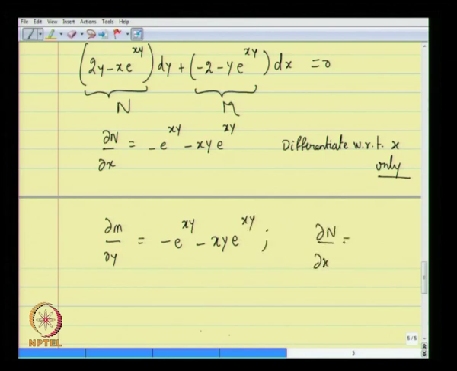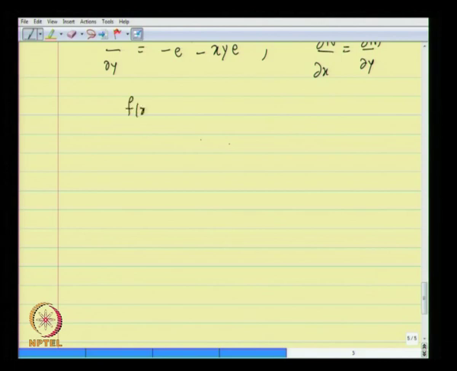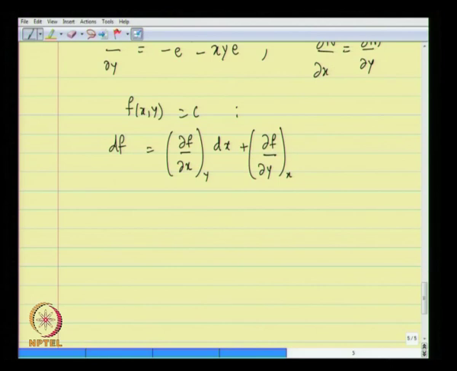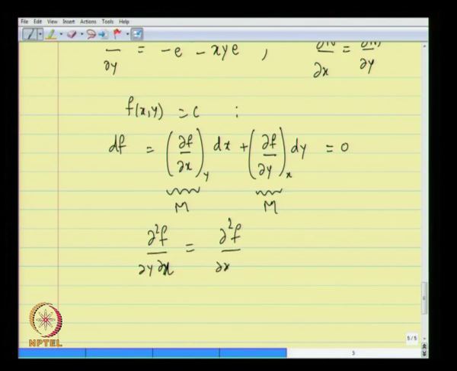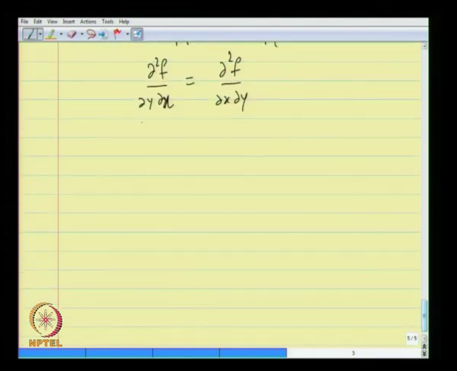And therefore, we have this equation dou n by dou x is equal to dou m by dou y, and therefore, there is a function f of x and y which is a constant such that df is dou f by dou x given y dx plus dou f by dou y given x constant dy, and that is 0, and this is your m, this is your n, and all that we did was dou squared f by dou y dou x is equal to dou squared f by dou x dou y for well behaved functions. Okay, that is what we use.